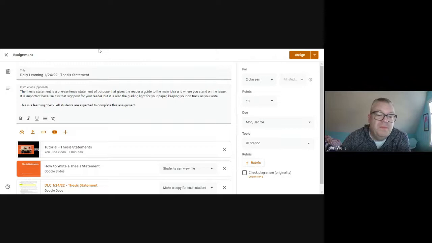The thesis statement is that guiding sentence. It's the one-sentence statement of purpose that tells our reader what we are doing. It also gives us a measuring stick, if you will, as we are doing our work, to check that what I'm doing is going to fit into my purpose.